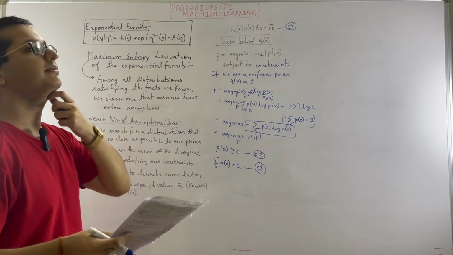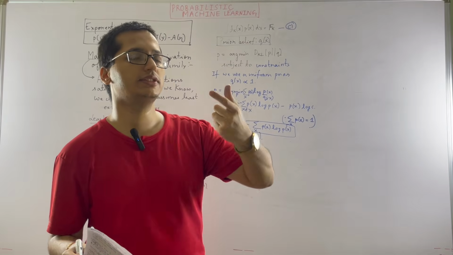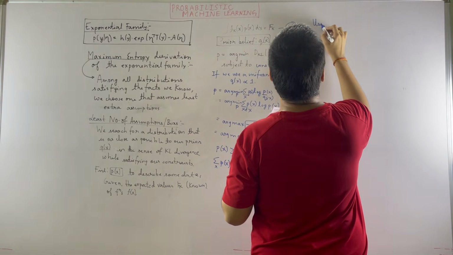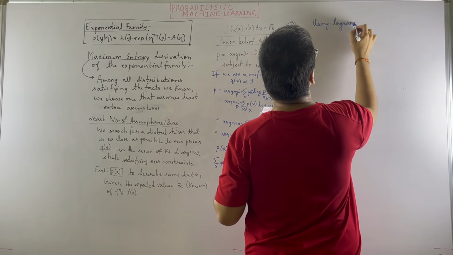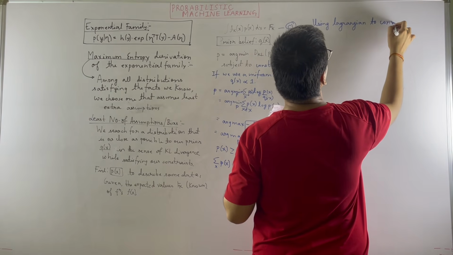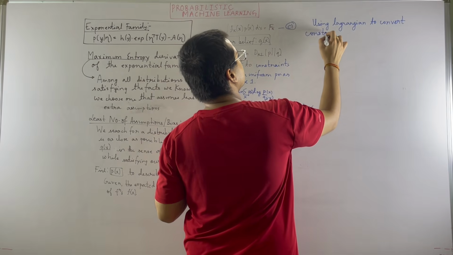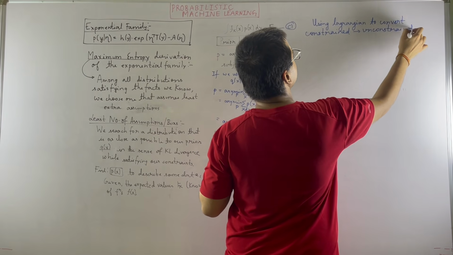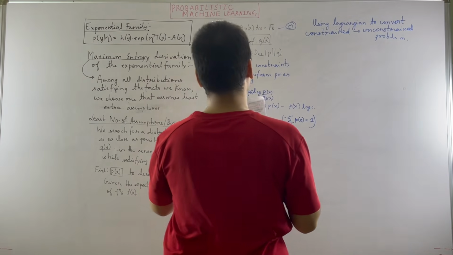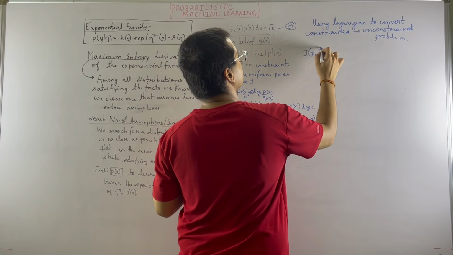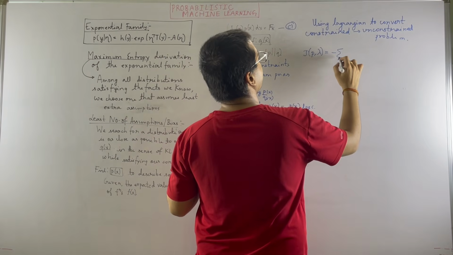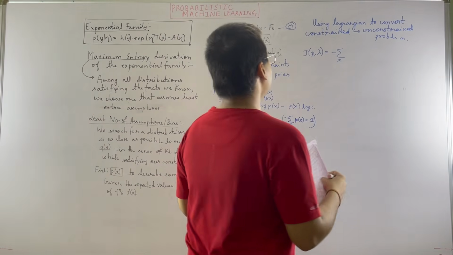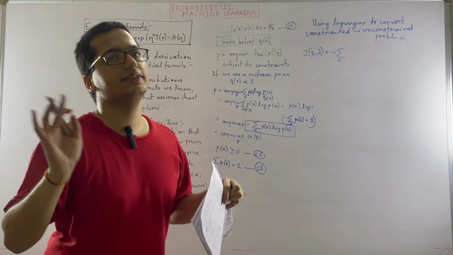Now if I want to minimize or maximize subject to a constraint, and if I want to convert this constrained problem to an unconstrained problem, we use something called the Lagrangian, okay? So using the Lagrangian to convert a constrained to an unconstrained problem, that is my Lagrangian. So you see, I will maximize my Lagrangian, so I will minimize my KL divergence. Minimizing the KL divergence means maximizing the negative of KL divergence.